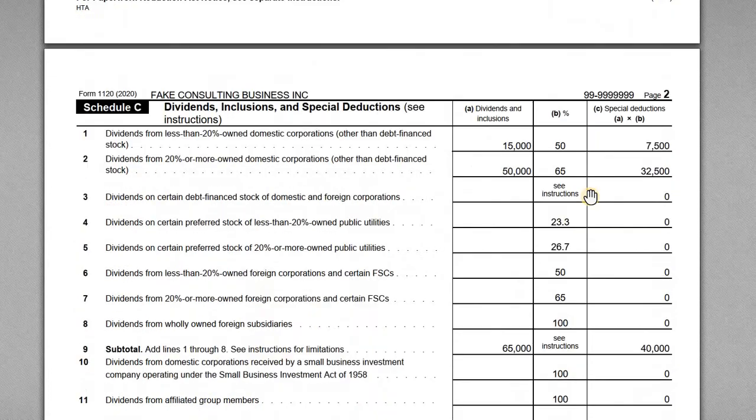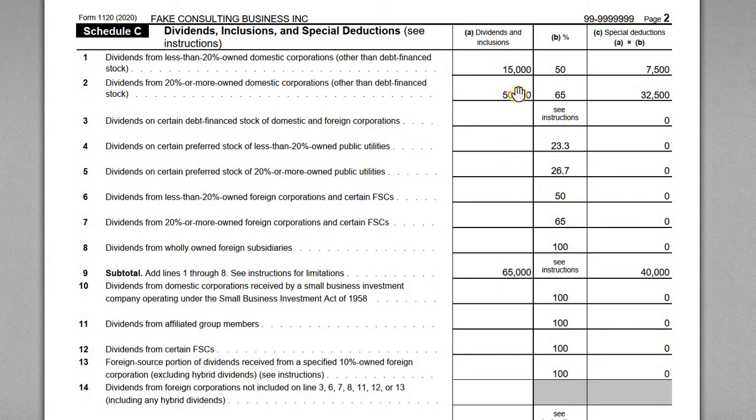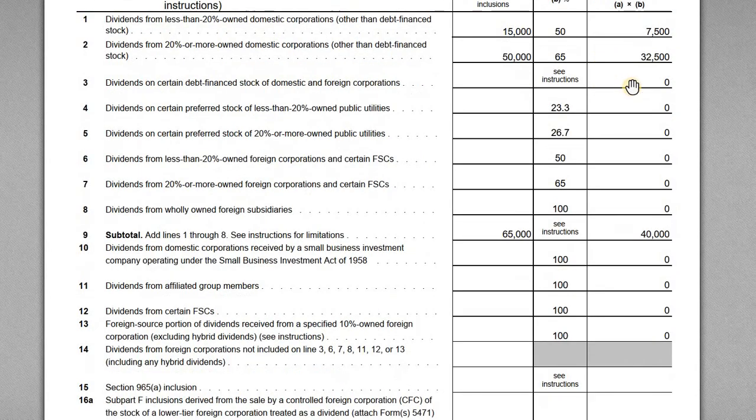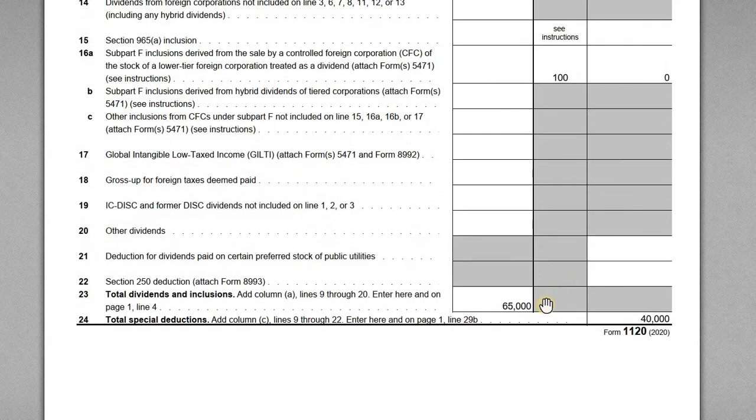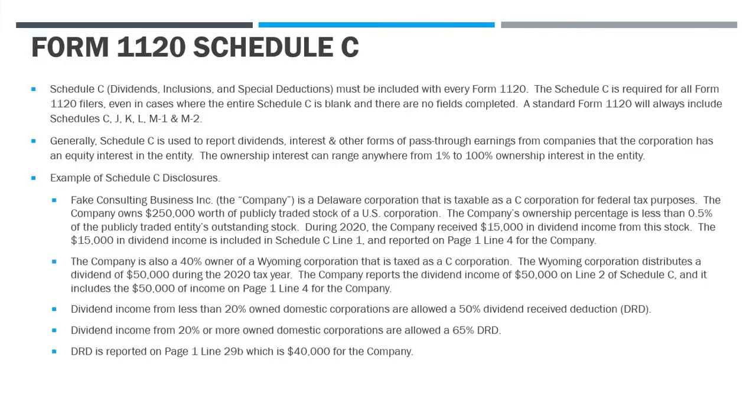Okay? So on Schedule C, we have our dividend income inclusions. We have the DRD amounts depending on our ownership percentages, and we have the special deduction. So everything at the bottom here foots to $65,000 in gross dividend income, and we have a $40,000 special deduction. Okay, so let's talk about that special deduction a little more.